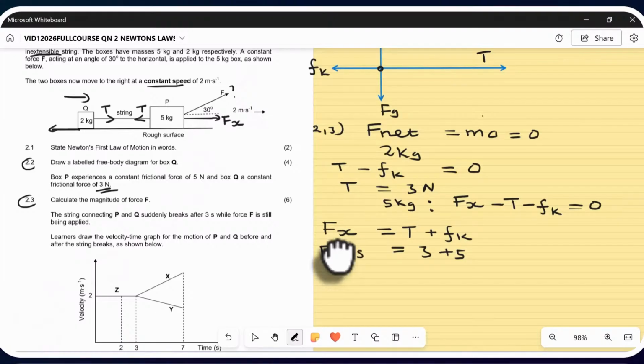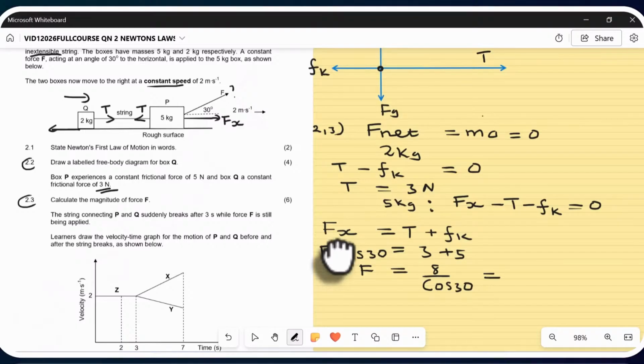The string connecting P and Q suddenly breaks after 3 seconds, while the force F is still being applied. Learners draw the velocity time graph for the motion of P and Q before and after the string breaks, as shown below. Okay, so what do we do now? They say, write down the time at which the string breaks.